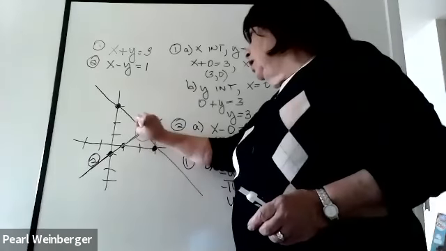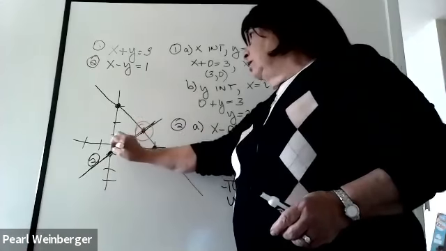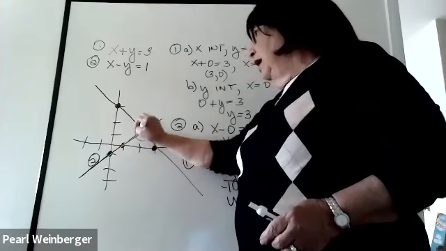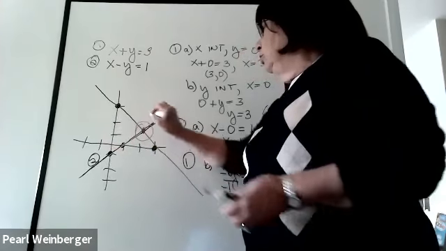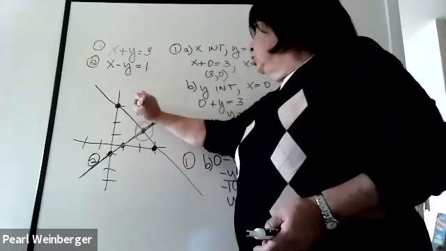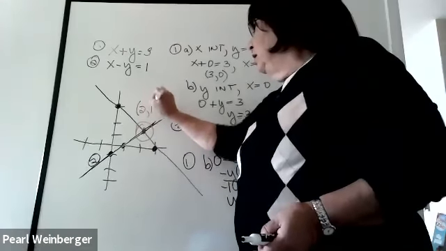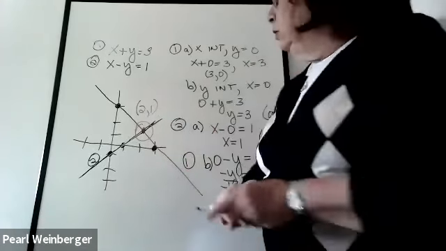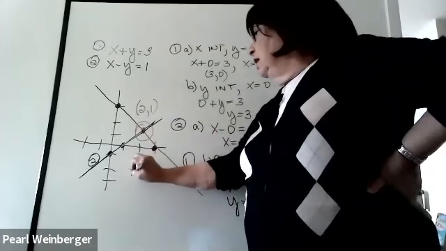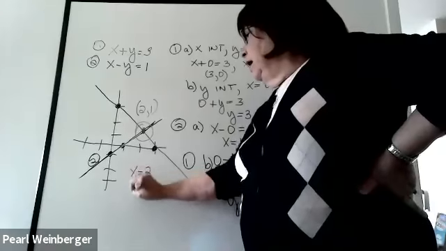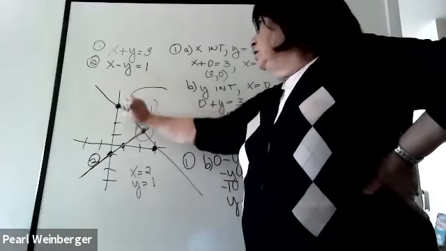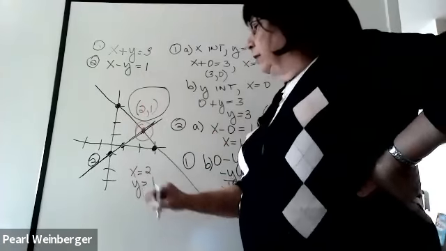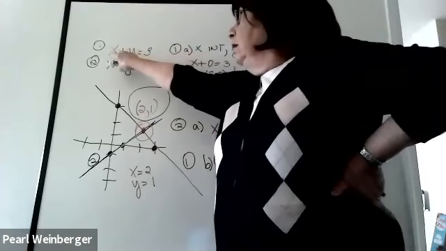And I have to read what this point is. Well, if I start over here, I'd have to go 1, 2 to the right and 1 up to get to this point. So this is the point 2, comma 1. The point where they meet, I hope I read it correctly, is the point 2, comma 1. In other words, x equals 2, y equals 1. We can either say the solution is 2, comma 1 in parentheses, or we can say x equals 2, y equals 1.